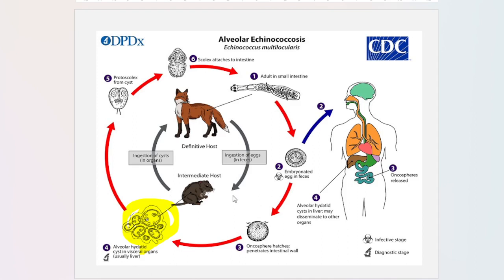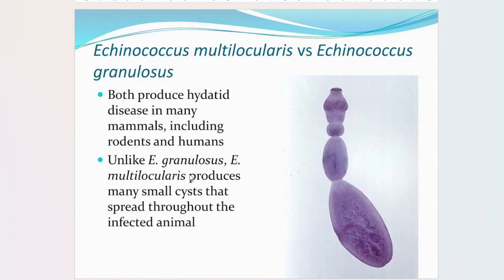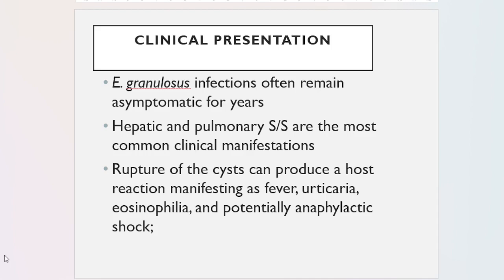So, ganun din. Naiba lang yung sa intermediate host and definitive host, and yung sa multilocular or multi-chambered hydatid cyst. So, both produce hydatid disease in many mammals, including rodents and humans. But unlike Echinococcus granulosus, multilocularis produces many small cysts that spread through the infected animal. Madaming small cysts.